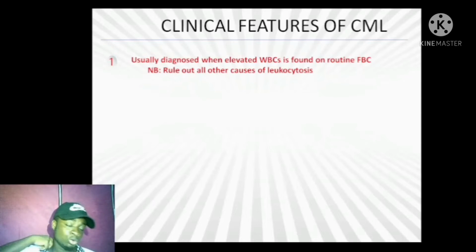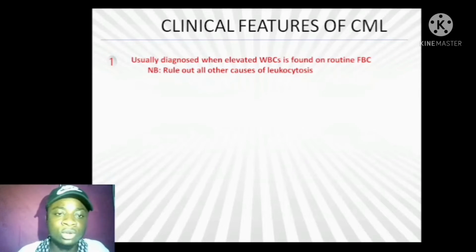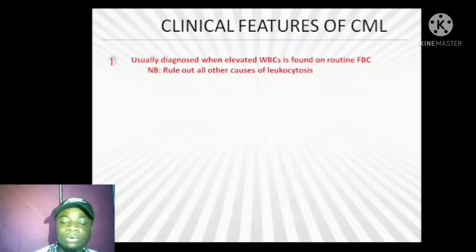Okay, so after you run your full blood count, you see an increased amount of WBC on the full blood count. You can diagnose the patient by saying he or she has chronic myeloid leukemia. But in that case, before you do that, you have to rule out all other causes of leukocytosis. Very, very important. The leukemoid reaction, reactive leukocytosis, the one that we get from bacterial infection, tuberculosis. You have to rule out all these causes so that you'll be sure that this leukocytosis is a result of chronic myeloid leukemia.